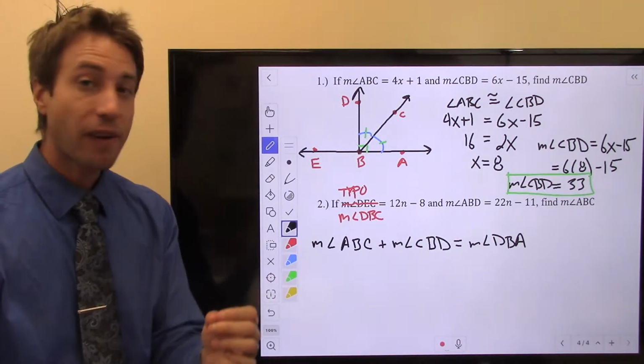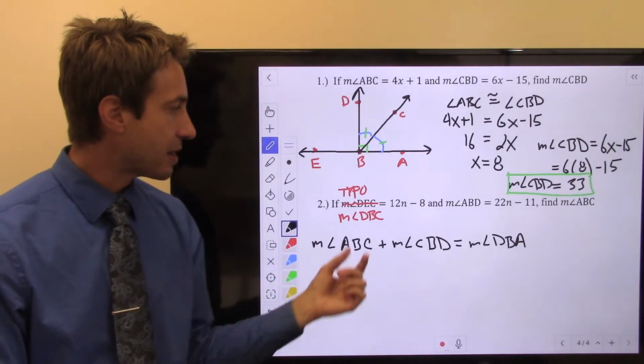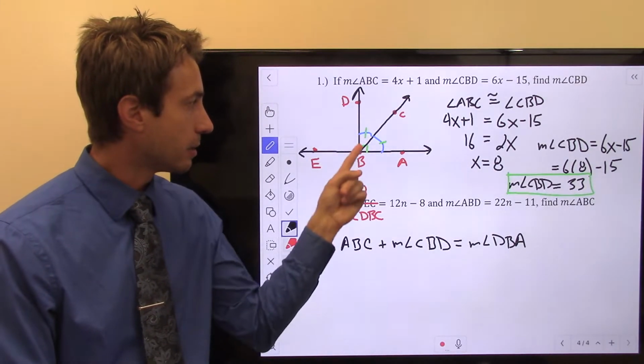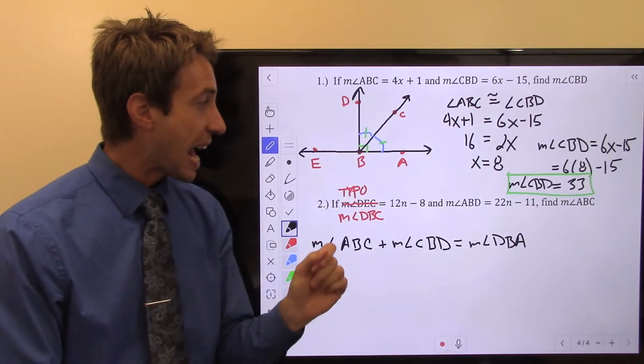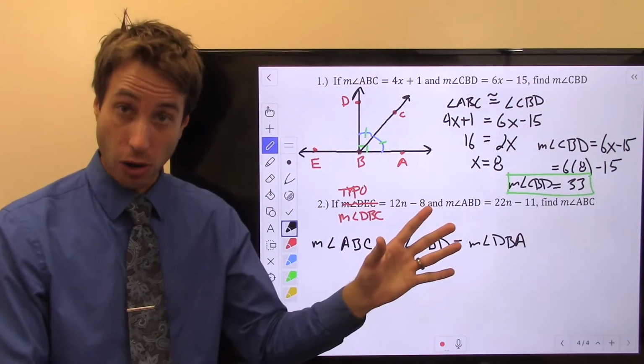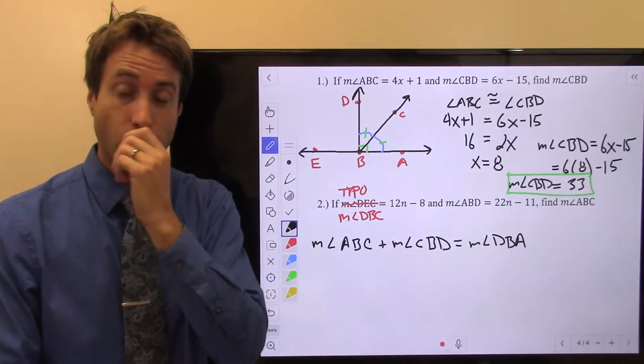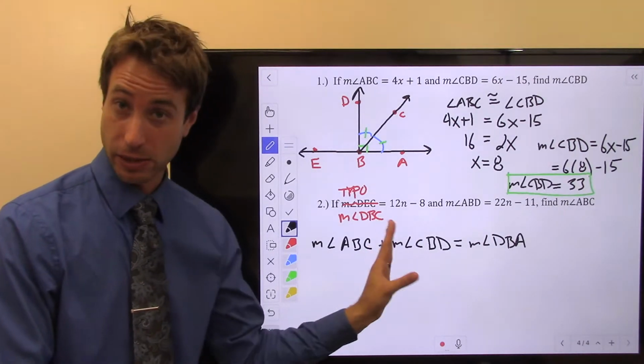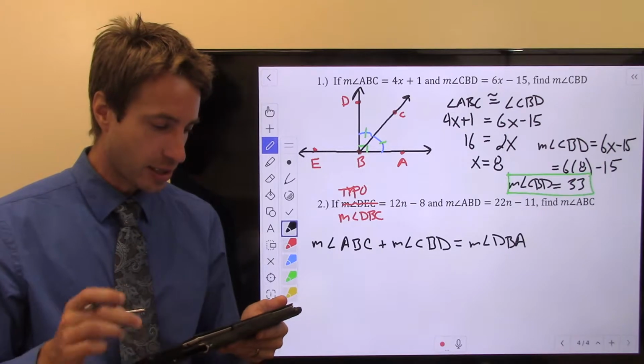Okay, but what have I been given? Well, I've been given the measure of DBC, which is that smaller angle, and I've been given the measure of ABD, which is the larger angle, right? So I don't quite yet have enough to plug into this. We'll come back to that in just a second.